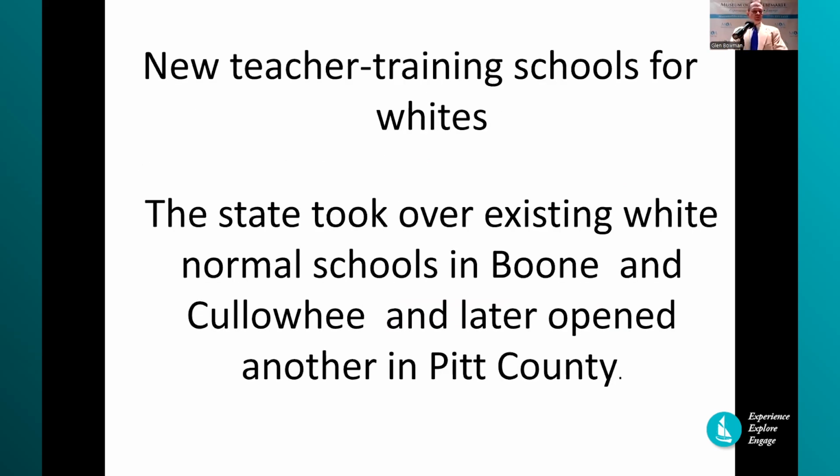That meant new teacher training schools for whites, because white children would need to pass these literacy tests starting in 1908. So that meant that the state took over white normal schools in Boone and Cullowhee, and later opened up one in Pitt County. All three of these schools still exist today. They're part of the UNC system: Western Carolina, Appalachian State, East Carolina University. These were all created or bought after the amendment, because they needed teacher training schools to have teachers in white schools so white children could pass the tests when it was time to vote.